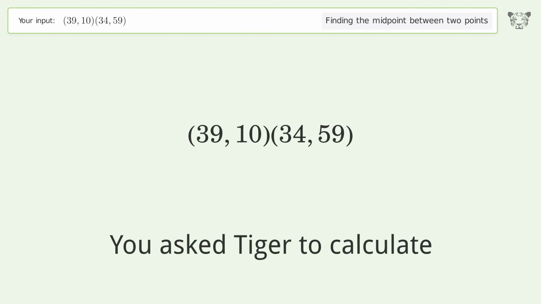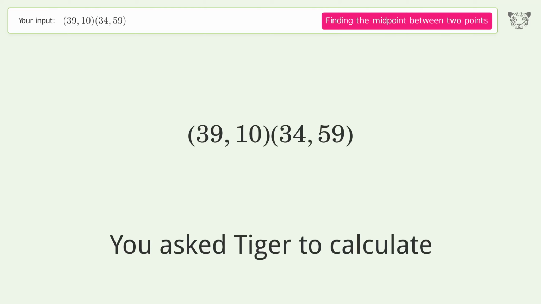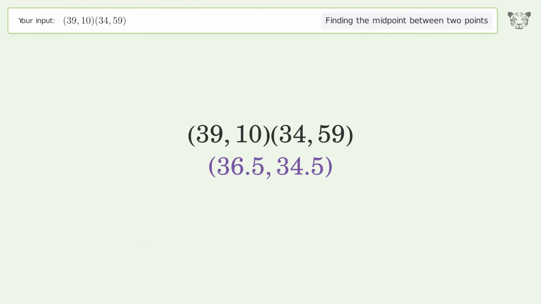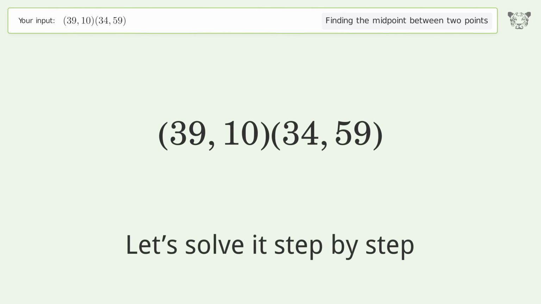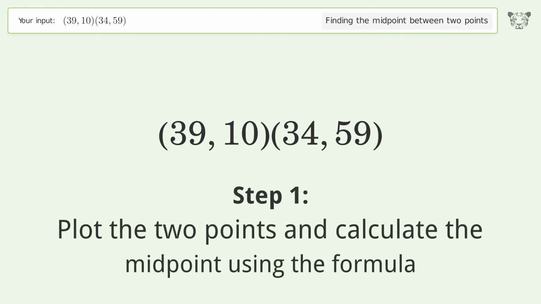You ask Tiger to calculate. This deals with finding the midpoint between 2 points. The midpoint between the 2 points is 36.5, 34.5. Let's solve it step by step. Plot the 2 points and calculate the midpoint using the formula.